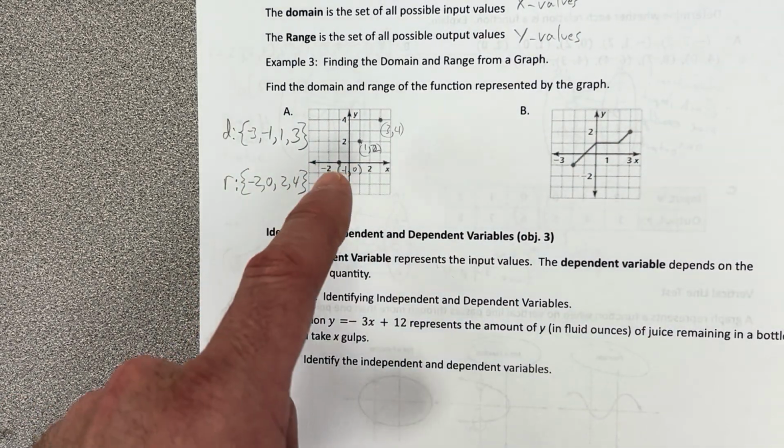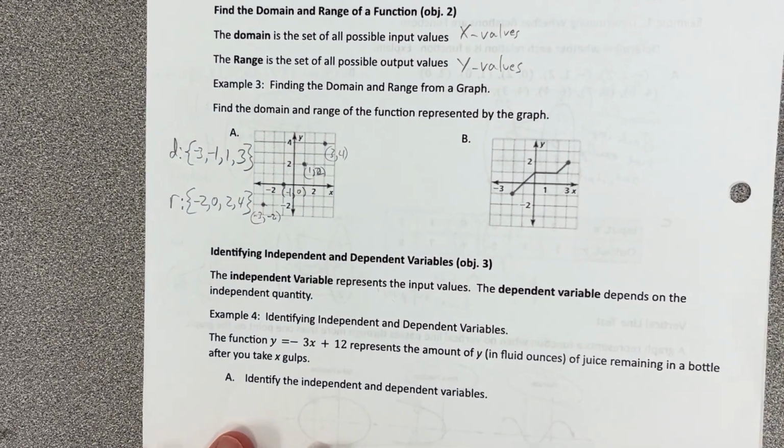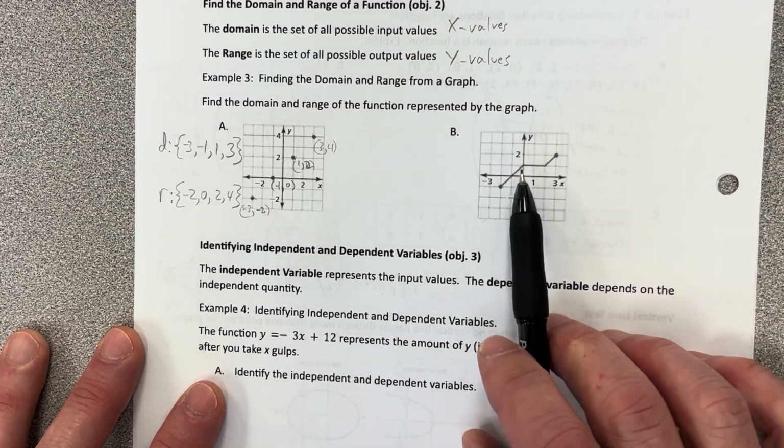Now that's for when you have points, and it's also known as discrete data. We'll talk more about that in a couple lessons. But for this data, it's continuous, okay? It's continuous.